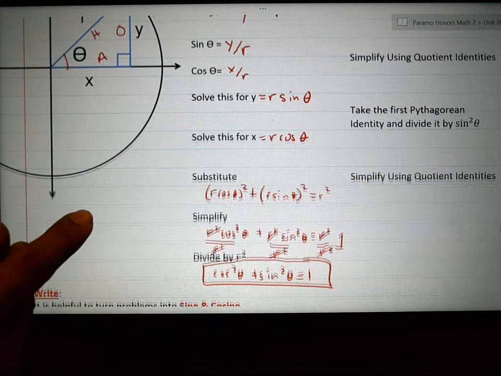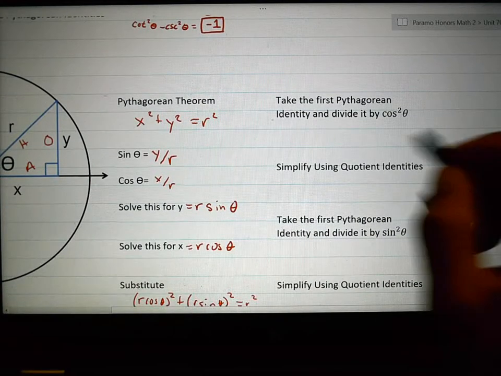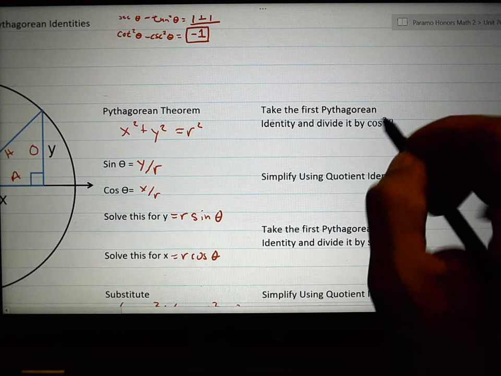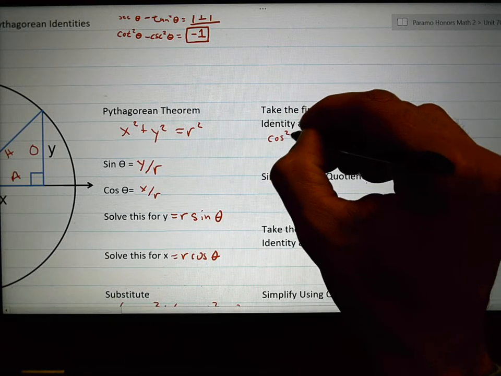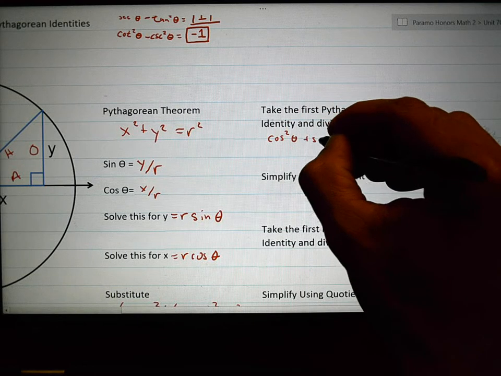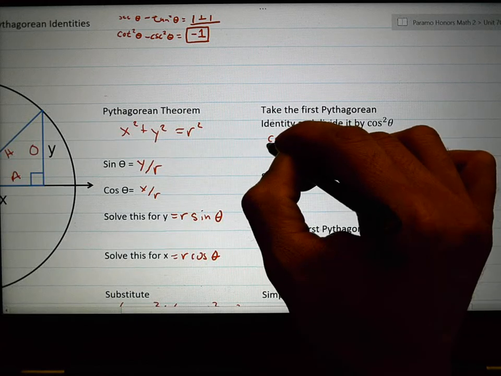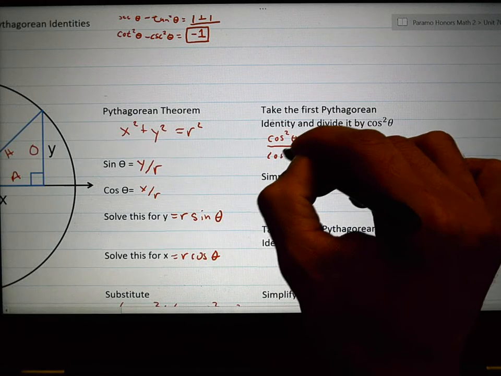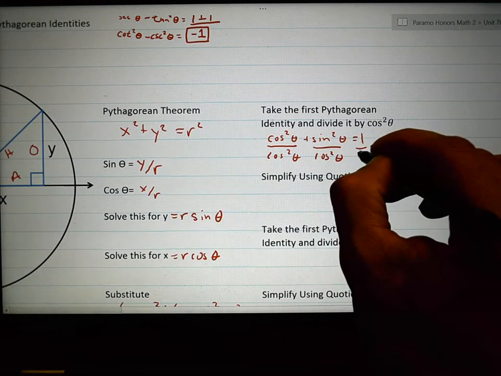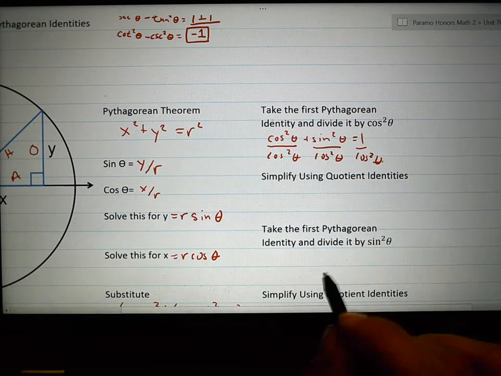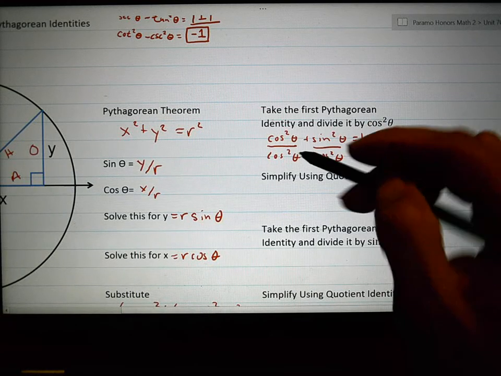What I'm going to do next is take that first Pythagorean identity and divide it by cosine squared of theta. So I had cosine squared of theta plus sine squared of theta. You could write that in either order, it doesn't matter. And I'm going to divide each of these by cosine squared of theta. What is cosine squared of theta divided by cosine squared of theta?